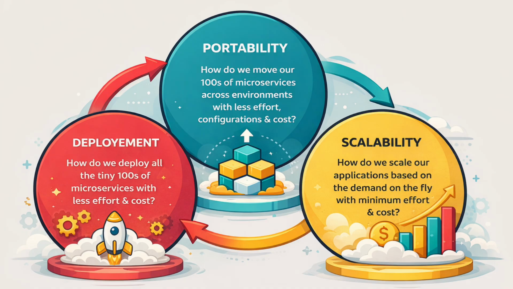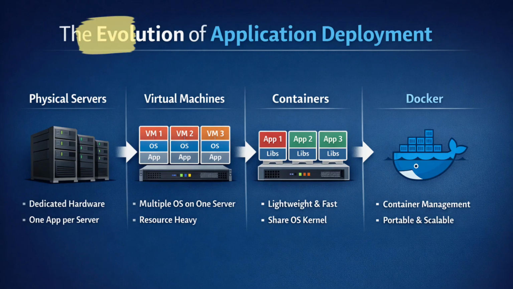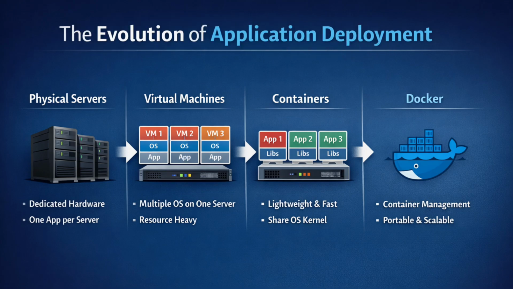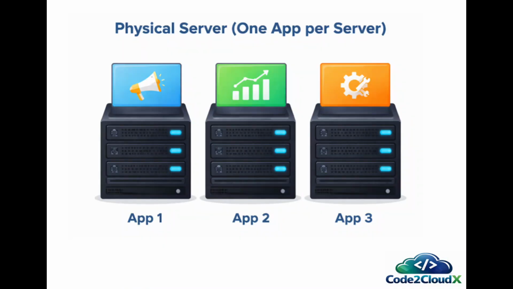So the next question comes, how did we try to solve these problems historically? The answer is that we need to look at the evolution of application deployment infrastructure. We will go step by step from physical server to virtual machine to containers, and containers to Docker. Once this concept becomes clear, learning Docker will become very easy. So let's start first from physical server.